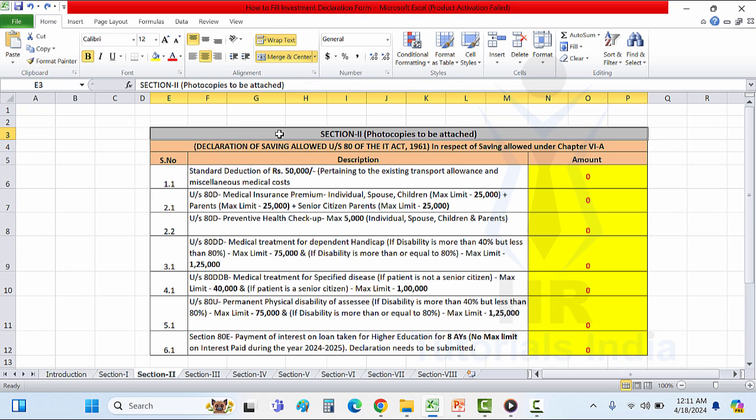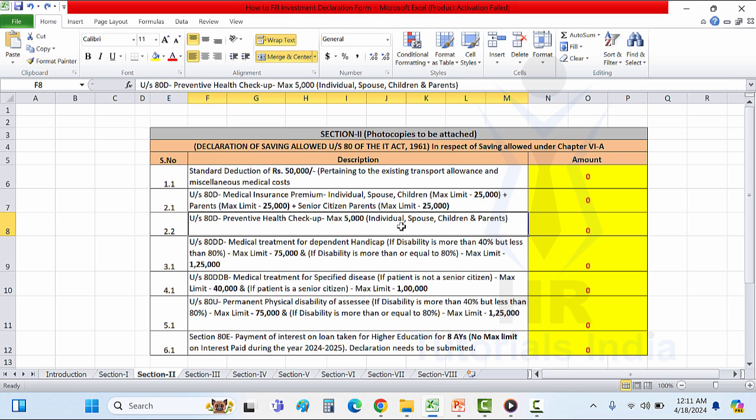Now let's move on to Section 2. Section 2, photocopies to be attached. Declaration of savings allowed under Section 80 of the Act 1961 in respect of savings allowed under Chapter 6A. It consists of standard deduction of 50,000. Under Section 80D, medical insurance premium for individual, spouse, children is 25,000, with parents it's an extra 25,000, and if the parents are senior citizens then it will be another 25,000. So clubbed altogether it is a maximum limit of 75,000.